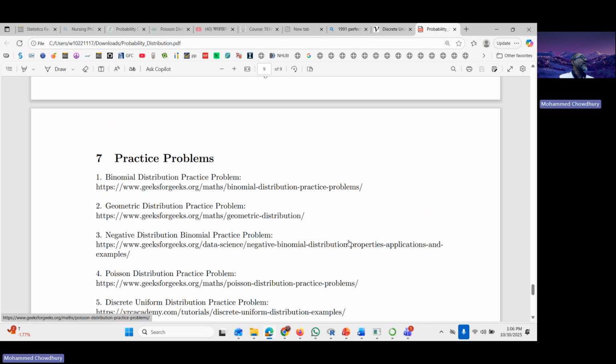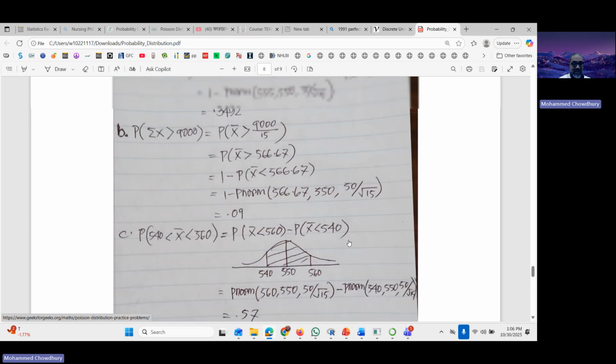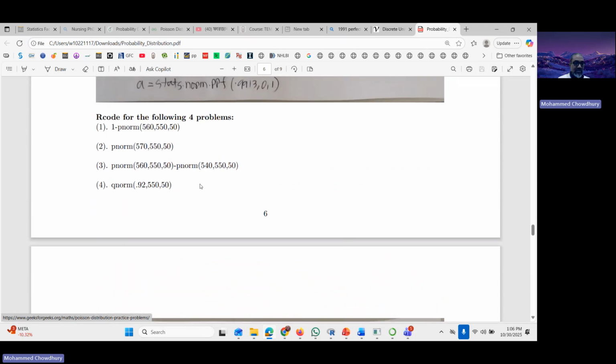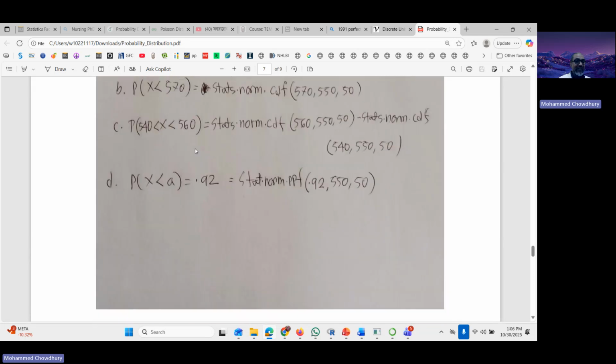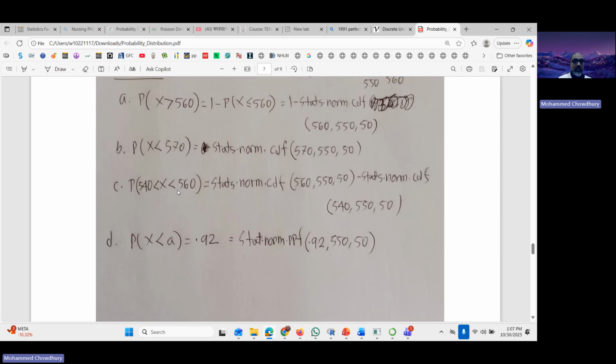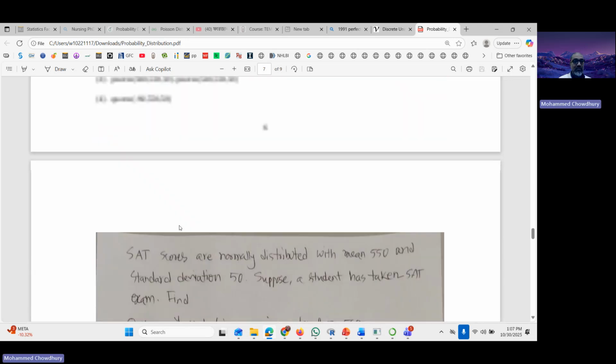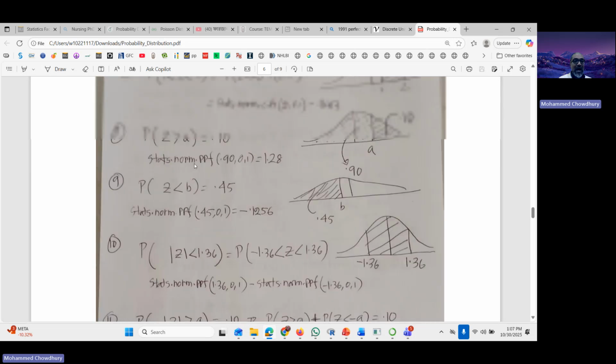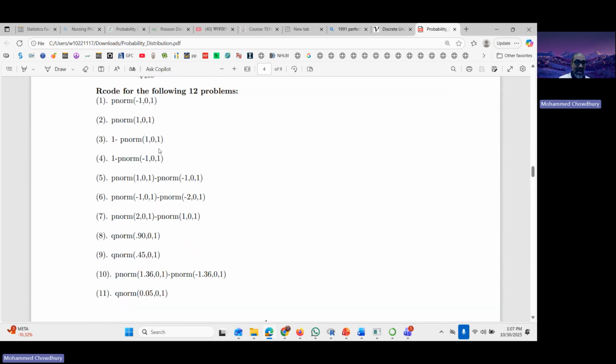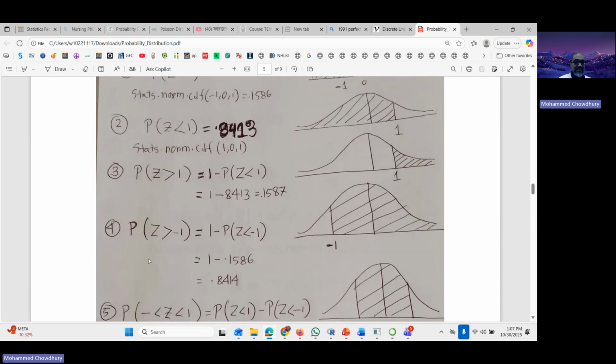So I updated this PDF. Did you see that today I uploaded it again? And then I added this code in here. Are you seeing this R code? These R codes are for these 4 problems, which I did using Python. The R code for A, B, C, D is mentioned in here, like 1, 2, 3, 4. And the R code for these 12 problems is given in here.